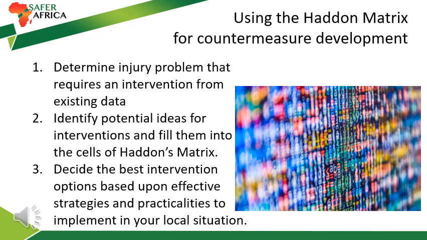So how do we use the Haddon matrix for countermeasure development? First of all, you need to determine the injury problem that requires an intervention from existing data. This could be done both by examining a crash site or by the analysis of crashes. The second step is to identify potential ideas for interventions and fill them into the cells of the Haddon matrix. Finally, decide the best intervention options based upon effective strategies and practicalities to implement in your local situation.